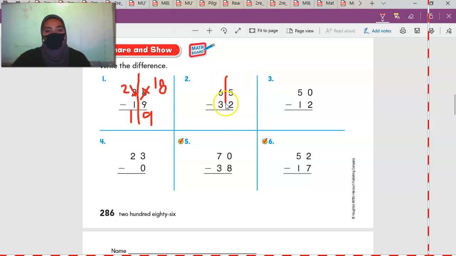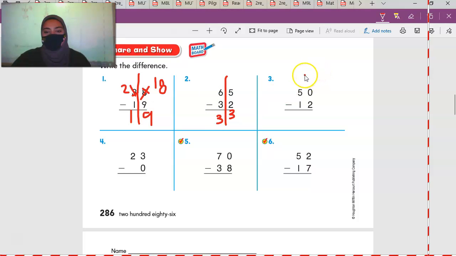You see how knowing your doubles facts makes you faster at math? Very good. Number 2, 5 take away 2. Do I need to regroup? No, because the top number is bigger than the bottom number. What's 5 take away 2, class? 3. What's 6 take away 3? 3. And I know that easy without using my fingers because it's a doubles fact. 3 plus 3 is 6.